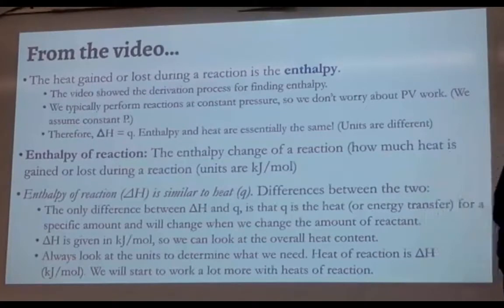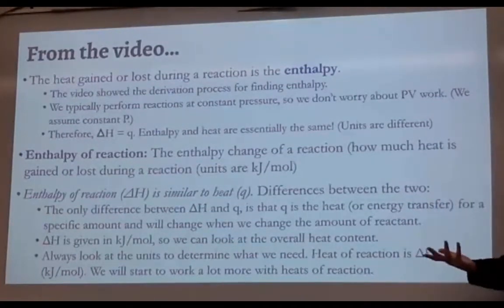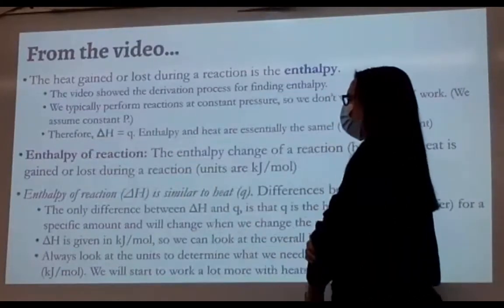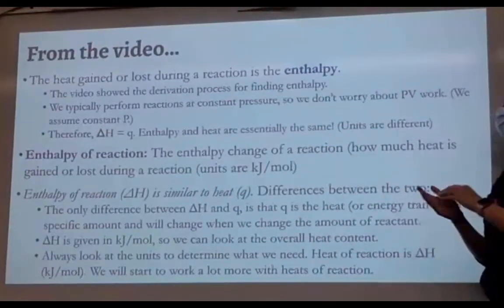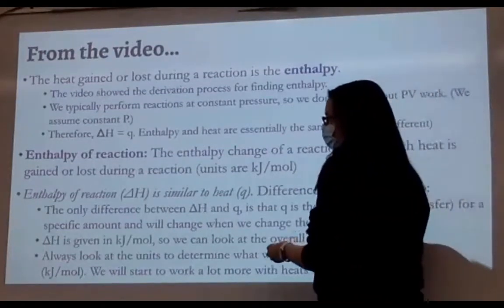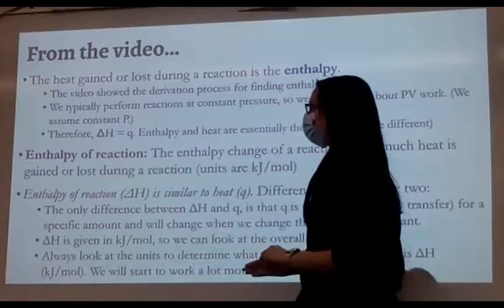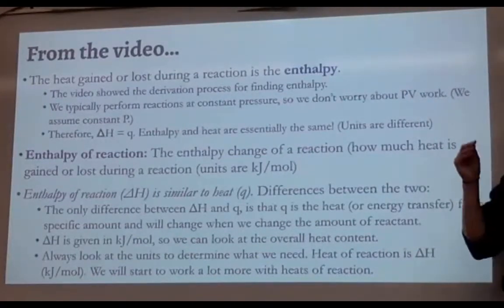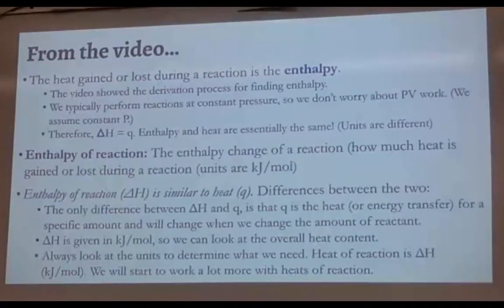I'm not going to ask you to calculate using that P times delta V. We are going to just worry about calculating delta H like we will look at in the examples, using the idea of Q. So we assume that delta H equals Q. They are essentially the same. The units are different. We'll look at how we calculate them in various ways. So today we're going to focus on calorimetry. Tomorrow we're going to look at Hess's law. And then next week we will look at 2 additional ways to calculate delta H.